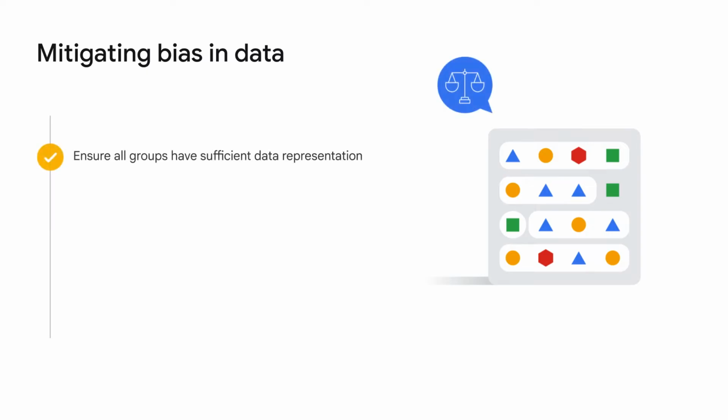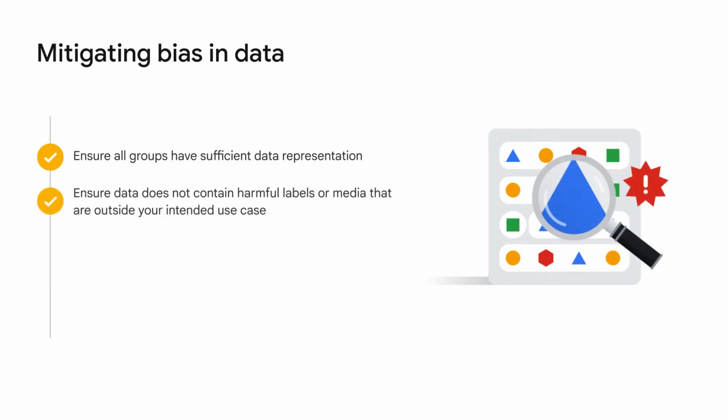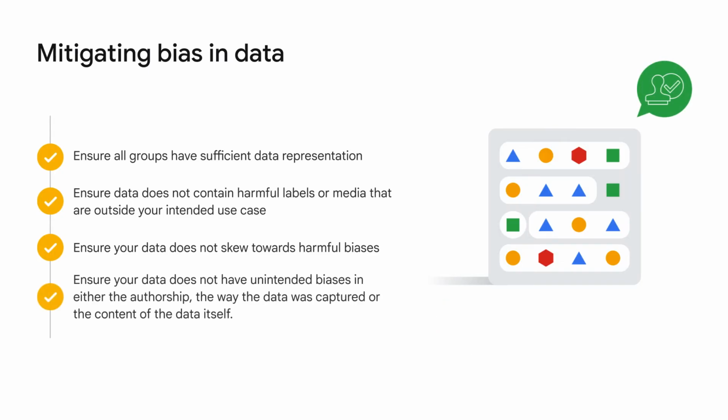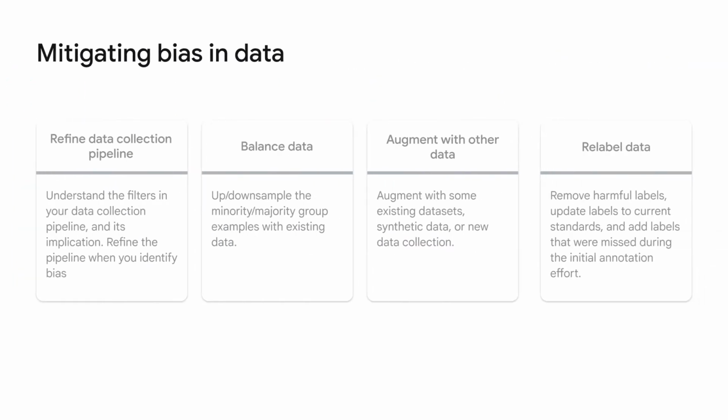Ensure all groups have sufficient data representation. Ensure data does not contain harmful labels or media that are outside your intended use case, such as pejorative labels or poor quality data. Ensure your data does not skew towards harmful biases, like stereotypes or biased correlations, as it may lead to unintended correlations in your model. And ensure your data does not have unintended biases in the authorship, or who collected the data, the way it was described, or who annotated or labeled it, or the content of the data itself, or what was captured. To achieve these goals, here are some techniques that help.